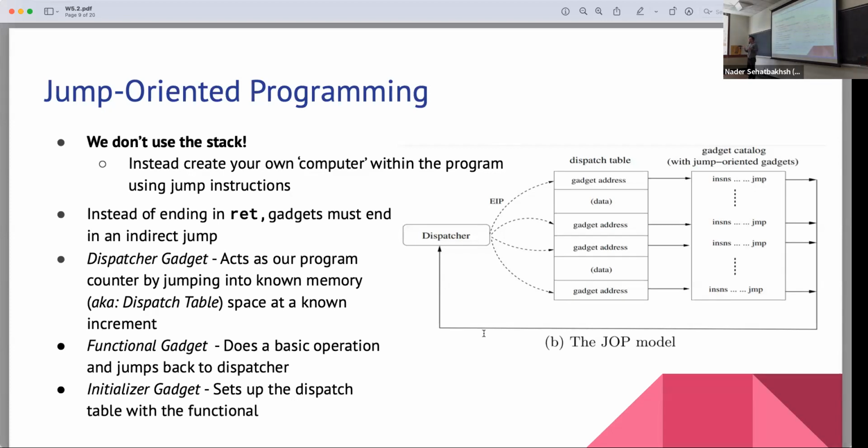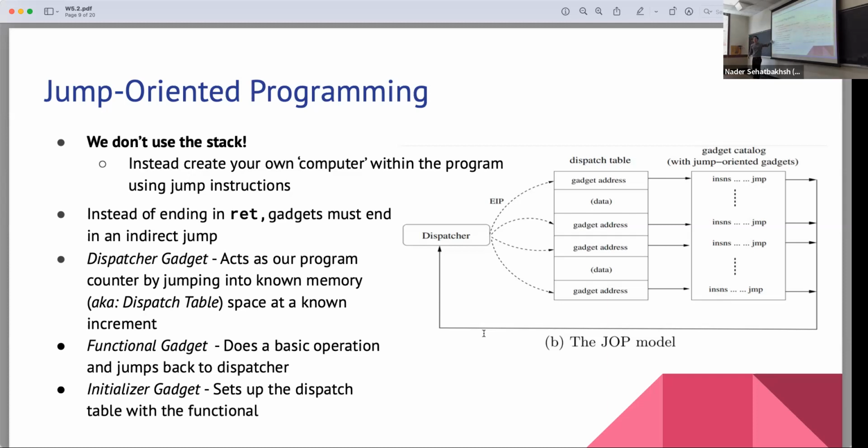Okay, great. So for those of you who took it, it's like creating a data path and control within the code of your program. Instead of using the stack, you're actually using memory and different types of gadgets that jump back into themselves, right? So there are actually three types of very important gadgets, and they all fall under these tiers.